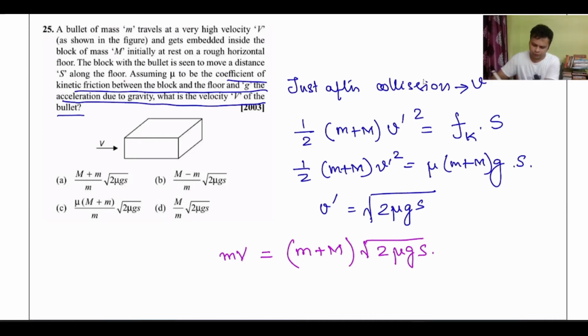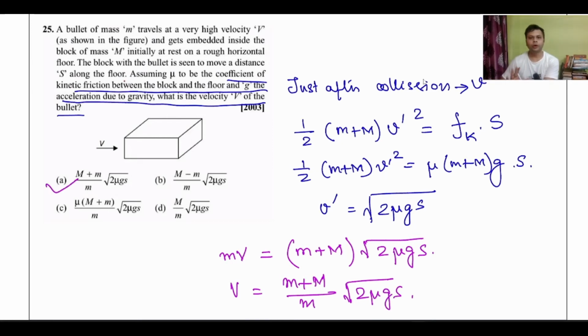Okay, so what is velocity v? Velocity v is equal to (small m plus capital M) divided by small m, into root 2 mu g s. So what is the answer? Answer is option A. I hope you got it. I hope it is clear. Okay, so let us move ahead.